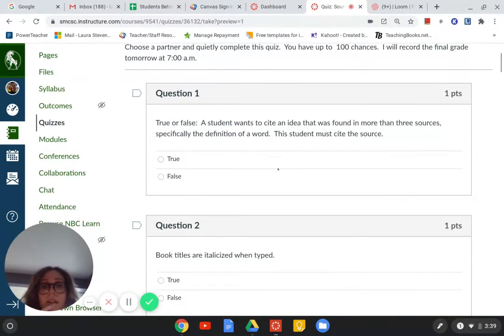True or false? A student wants to cite an idea that was found in more than 3 sources, like the definition of a word. The student must cite this source. I'd say if it's a definition, false. You don't need to cite it.